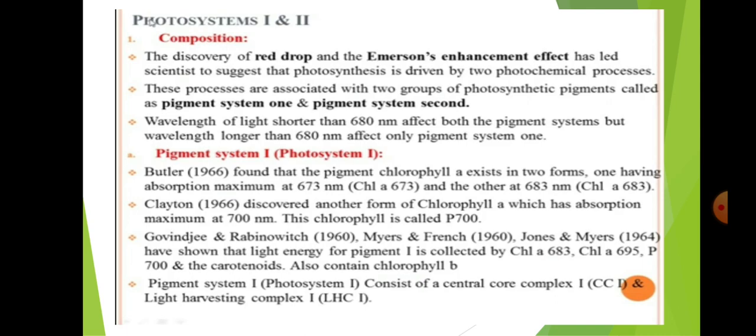Govindjee and Rabinowitch in 1960, Mears and French in 1960, Jones and Mears in 1964 have shown that light energy for pigment system 1 is collected by chlorophyll A683, chlorophyll A which absorbs light of 695 nanometer, P700, and the carotenoids also contain chlorophyll B. Pigment system 1, that is photosystem 1, consists of a central core complex 1, that is CC1, and light harvesting complex 1, in short LHC1. That is the composition of photosystem 1.